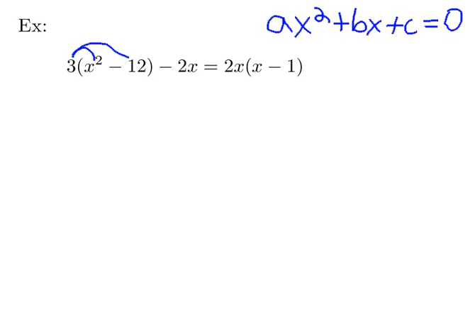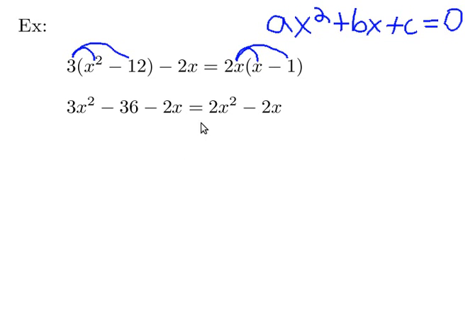So we'll have 3x squared minus 3 times 12, which should be 36. 3x squared minus 36 minus 2x equals, and then we want to distribute the 2x, so we'll have 2x squared minus 2x. And this is another example where I'm ad-libbing, so I hope I don't make any mistakes.